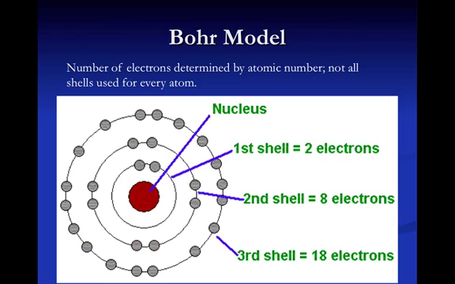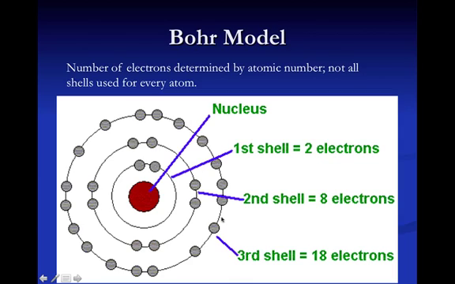This led Bohr to propose a model something like this. We already knew about the nucleus in the middle. But he said on the first energy level, or some people refer to it as a shell, the first energy level can only hold 2 electrons. The second energy level can hold 8 electrons, and the third energy level can hold up to 18.